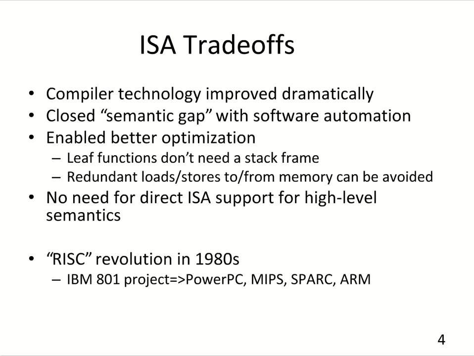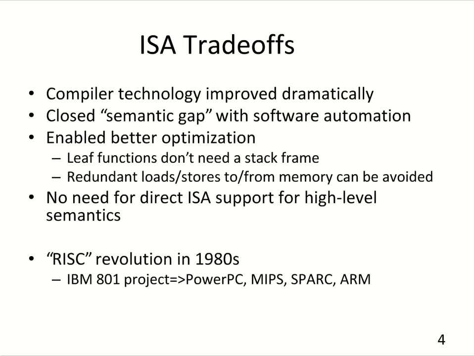The real revolution was really started by the 801 project at IBM, which focused on compiler technology. This eventually evolved into the PowerPC instruction set. Contemporaneous with that were the SPARC projects on the West Coast. And compiler optimization essentially was able to close the semantic gap between high-level languages and the primitive machine designs and instructions using software automation.